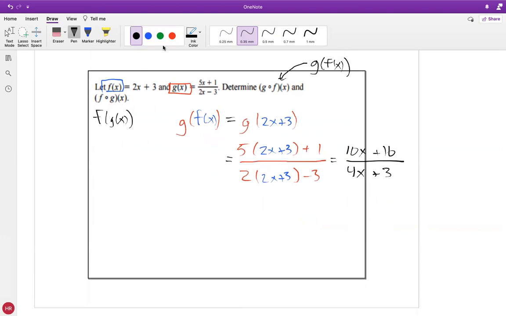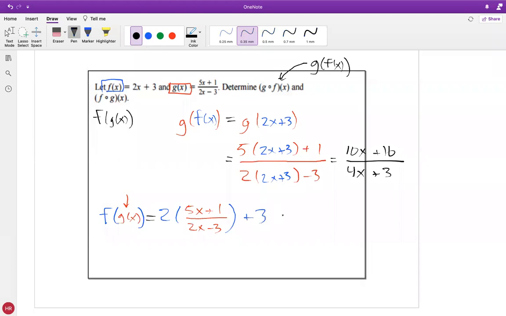So we're going to do f of g of x. And that equals, f is this function, 2 times x plus 3. So it's going to be 2 times, but now instead of x, remember, instead of x, I'm plugging in g of x, so I do 5x plus 1 over 2x minus 3. And then the rest of f was 2 times x plus 3.